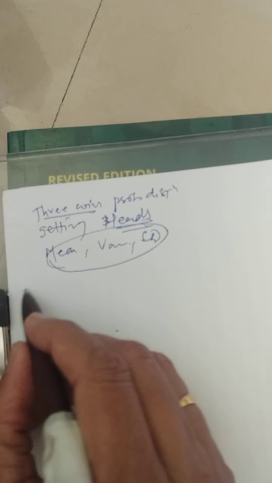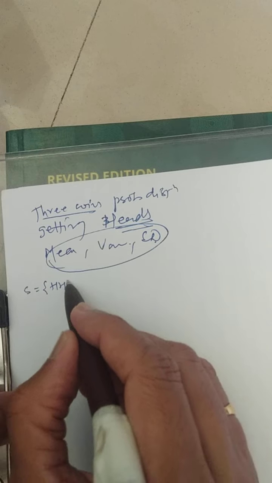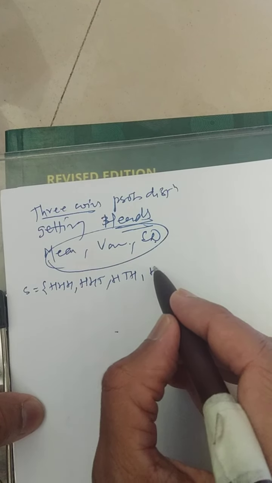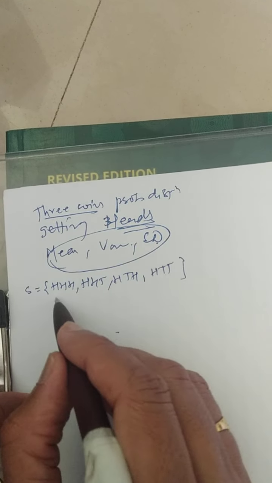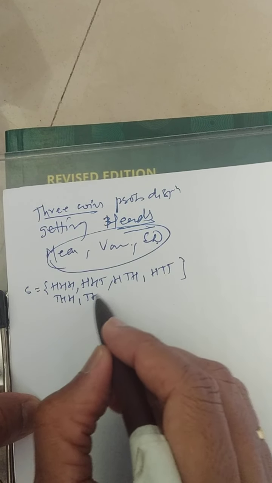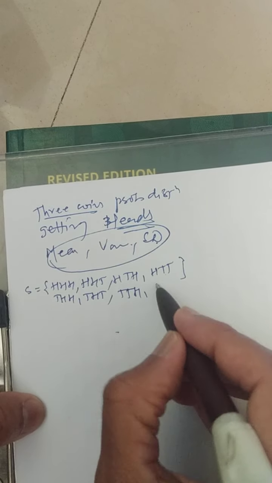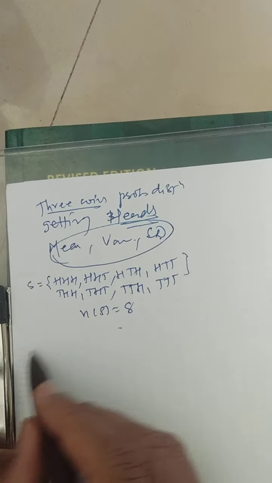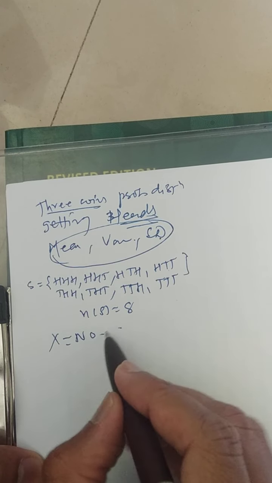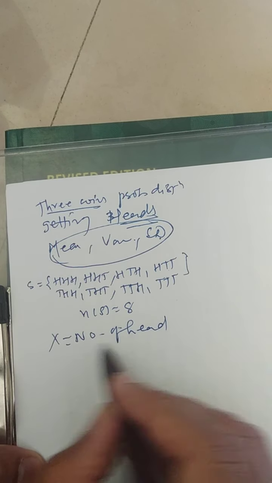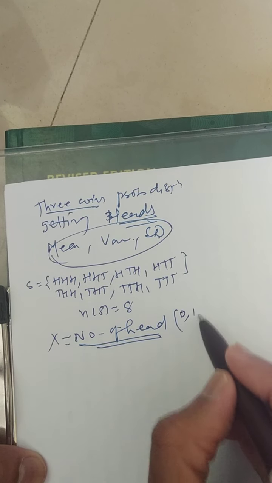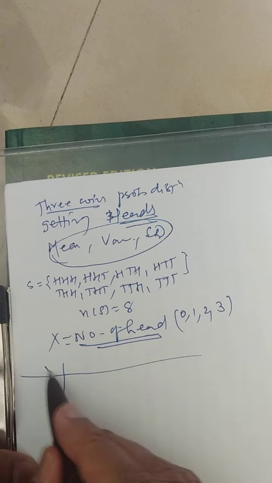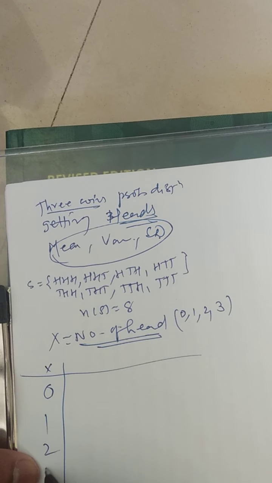Before that, 3 coins are there. So the sample space is nothing but, you remember, HHH, HHT, HTH, HTT. Similarly, THH, THT, TTH, and all the T's. So n of S in this case is 8. Now X is nothing but what we are talking about, the number of heads. So 0 head will be there, 1 head will be there, 2 heads will be there, and 3 heads will be there. So I'm just preparing the column where X can be 0, X can be 1, X can be 2, X can be 3.